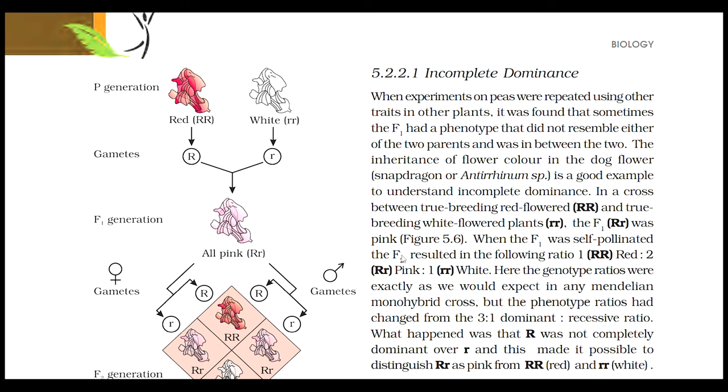When the F1 was self-pollinated, the F2 resulted in the following ratio: 1 RR red : 2 Rr pink : 1 rr white. Here the genotype ratios were exactly as we would expect in any Mendelian monohybrid cross, but the phenotype ratio had changed from the 3:1 dominant to recessive ratio. What happened was that R was not completely dominant over r, and this made it possible to distinguish Rr as pink from RR red and rr white.